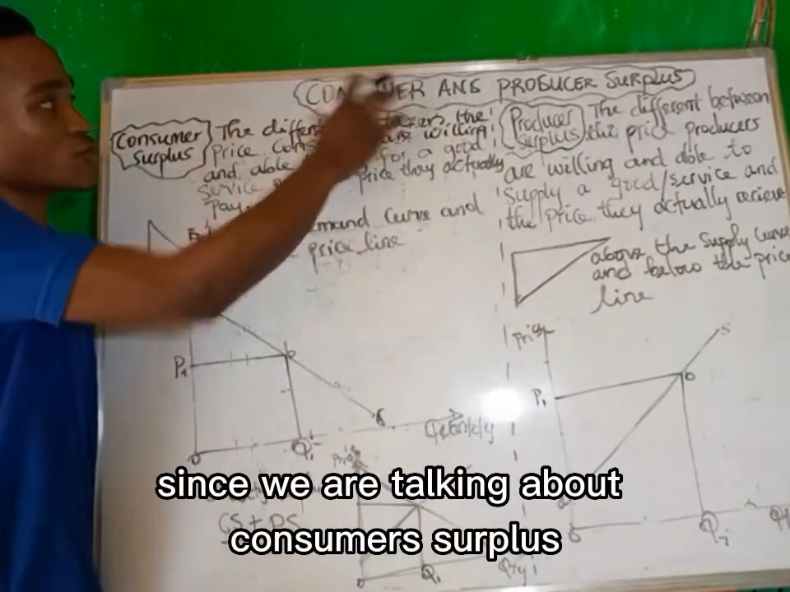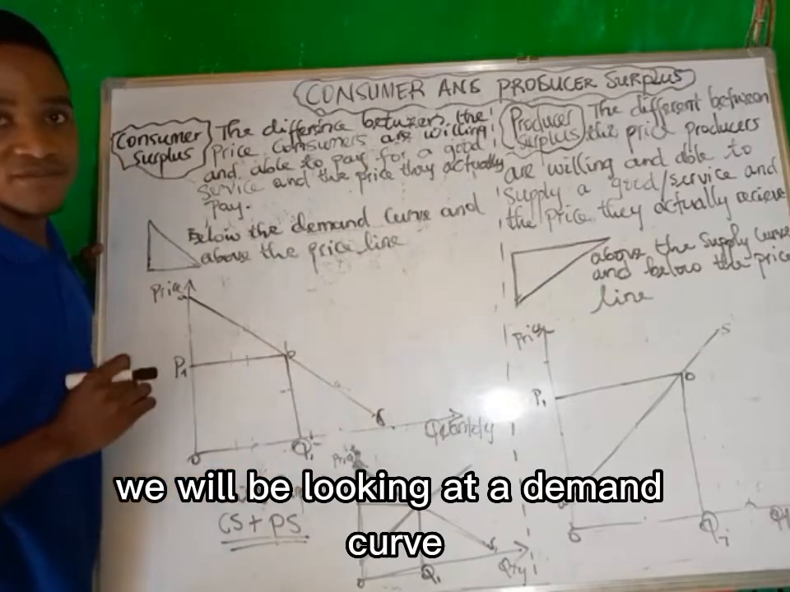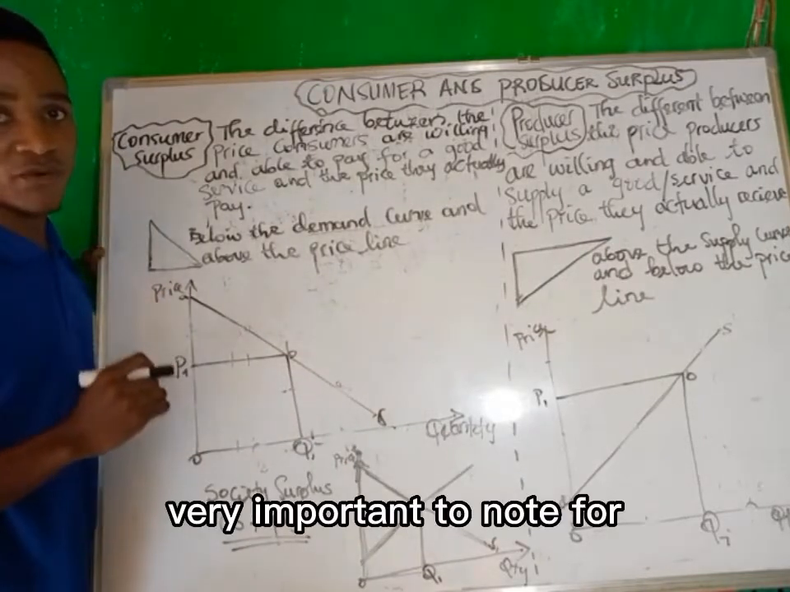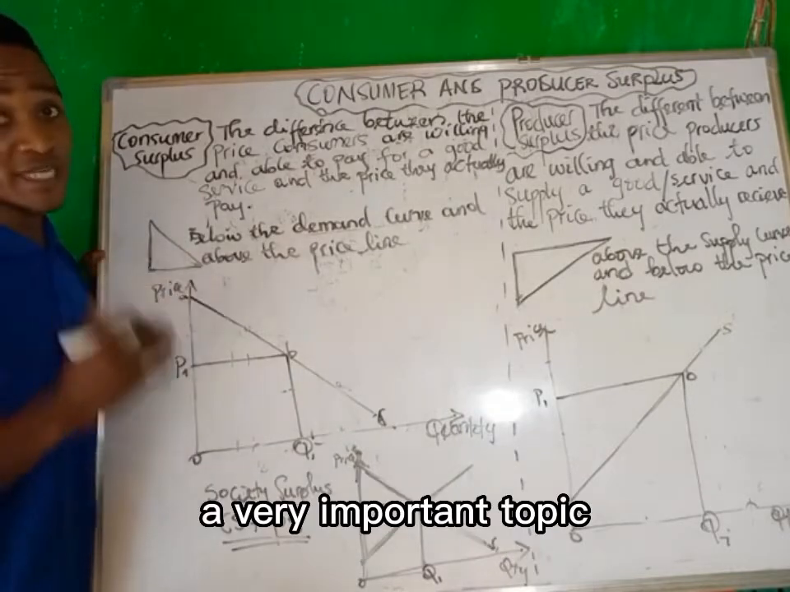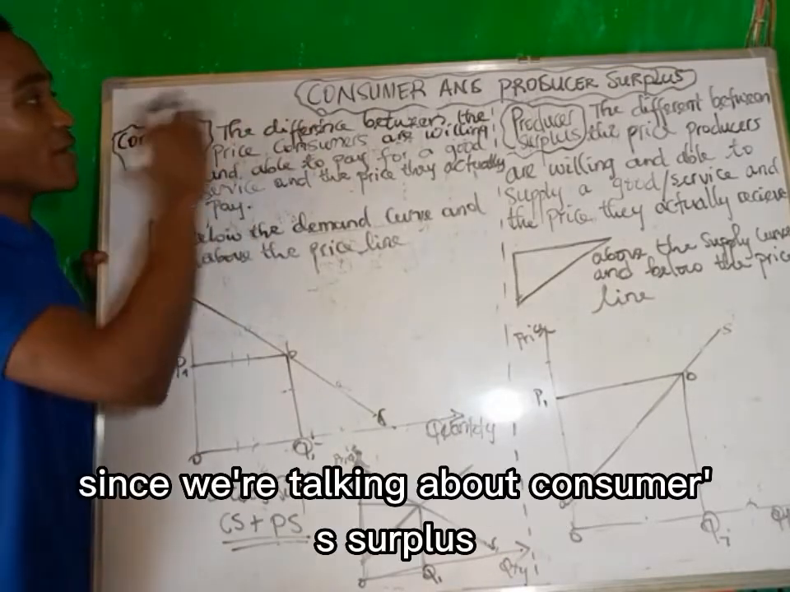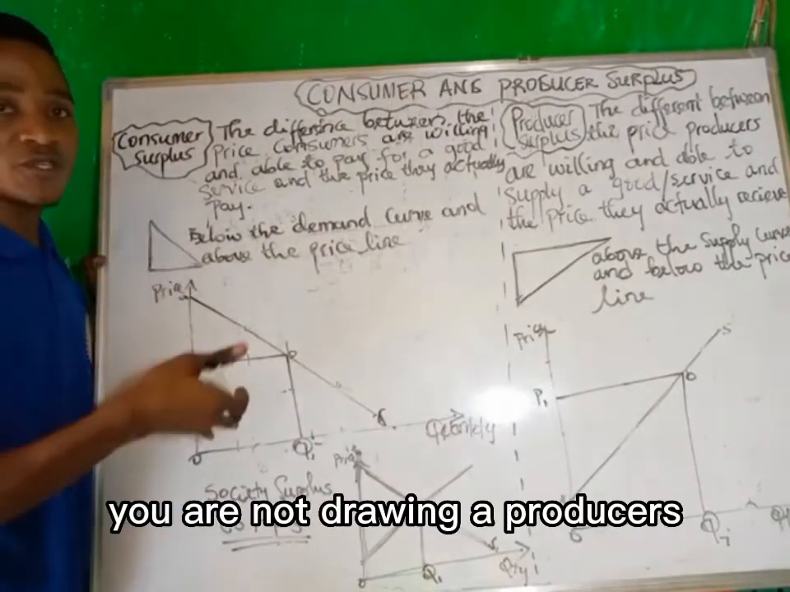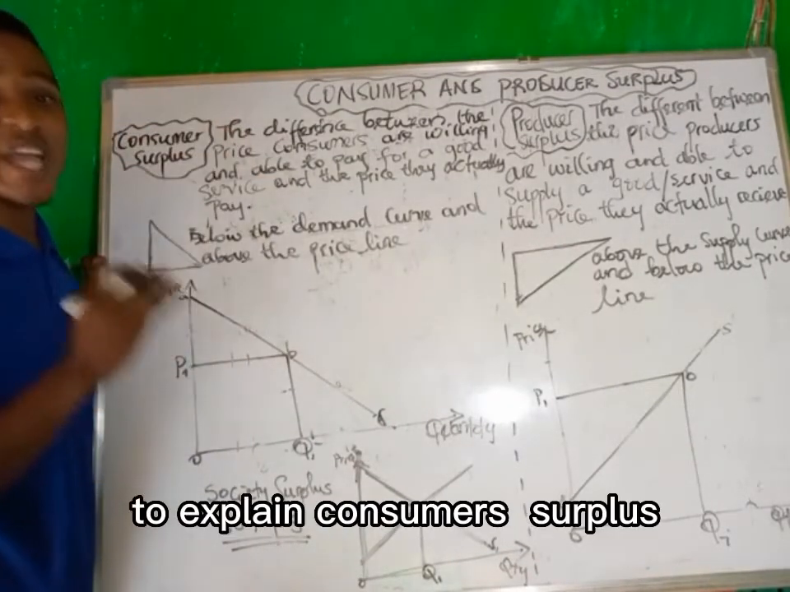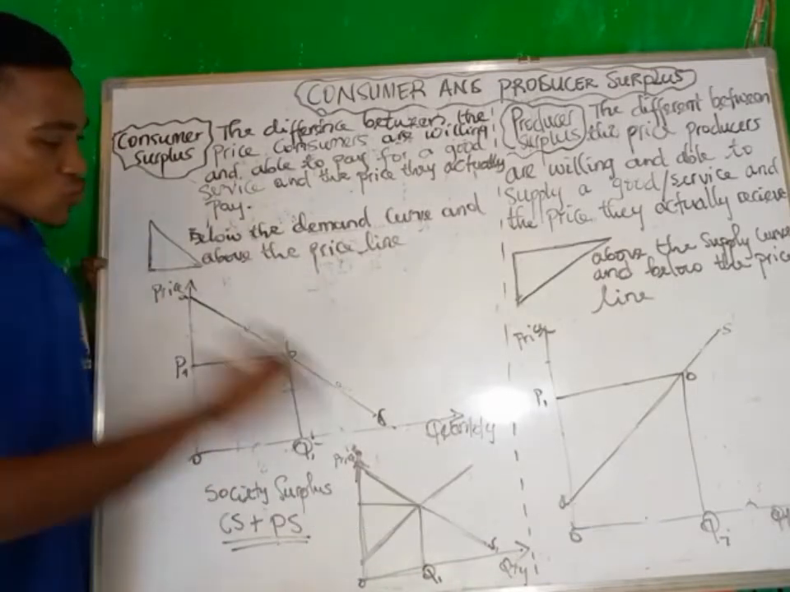Since we are talking about consumer surplus, we'll be looking at a demand curve. Very important to note, especially for those who are writing the GCE examination. A very important topic. So, since we are talking about consumer surplus, we draw a demand curve. You are not drawing a producer's or a supply curve to explain consumer surplus. No, it doesn't work that way. So, we draw a demand curve.